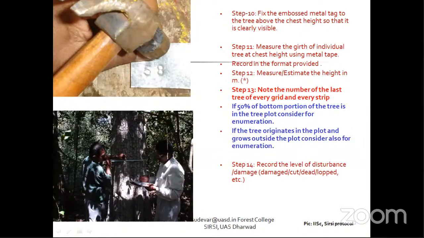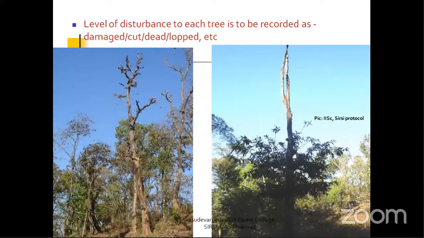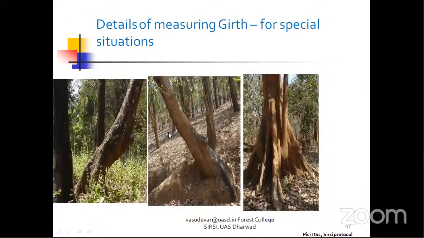And if the tree is small enough, less than 10 centimeters, you can tie it with an aluminum rope. So that's the kind of it. So measure the girth, and how to measure the girth, I will let you know about it. And we also have to look at what is the level of disturbance that each tree may have. So in this particular tree, there is a heavy lopping that has been done. And here, the top end is dead. And then you have to make the measurement of the girth.